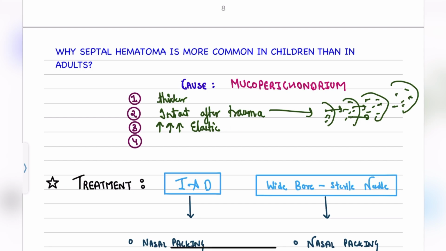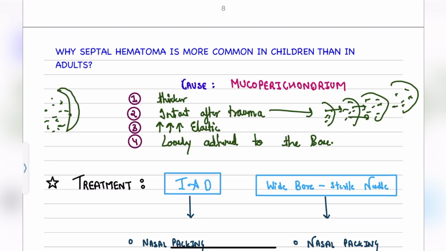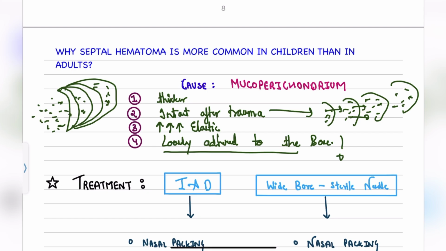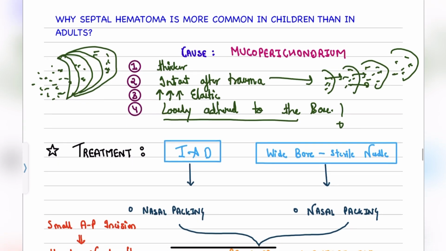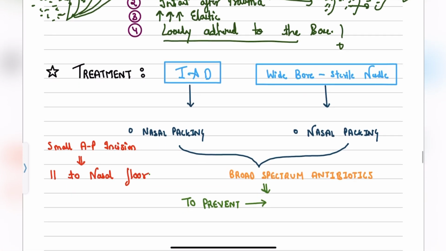And the fourth factor which makes septal hematoma more common in children is that it is loosely adhered to the base. So basically it is thicker, and it remains intact even after trauma. It is more elastic, so it will just grow and collect more and more blood behind it, and it is loosely adherent to the base, and thus its separation is very easy after trauma. Now let's discuss how we're going to treat septal hematoma.